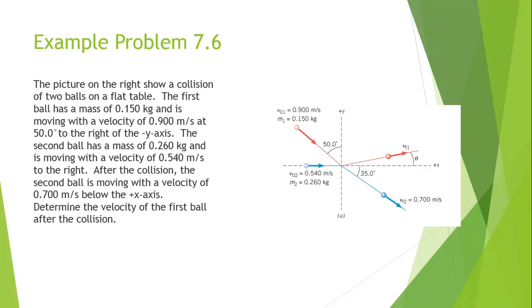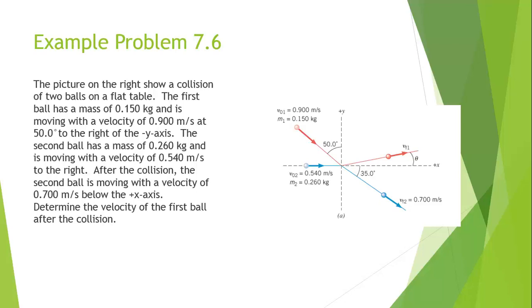Here I have a picture on the right that shows a collision between two balls on a flat table. The first ball, which is the red one, has a mass of 0.15 kilograms and is moving initially at a velocity of 0.9 meters per second at a direction 50 degrees to the right of the negative y-axis. So it's moving down and to the right. The second ball has a mass of 0.26 kilograms, it's more massive, and is moving with a velocity of 0.54 meters per second straight to the right. They collide with one another.